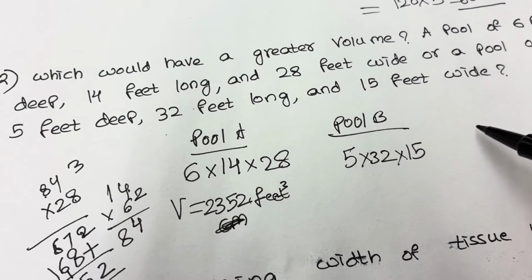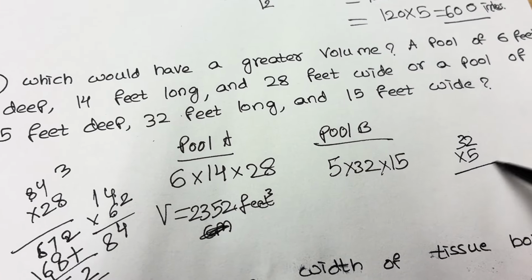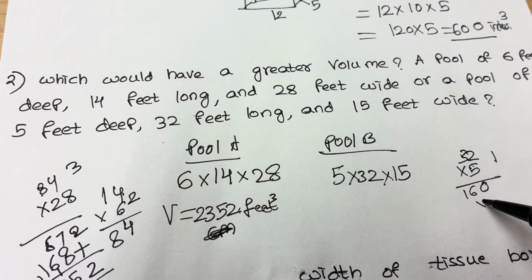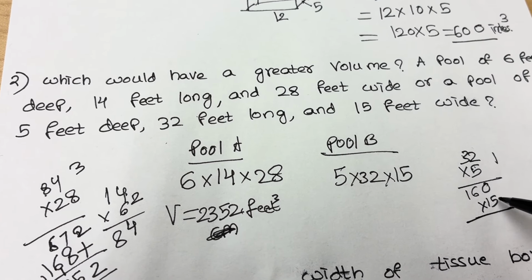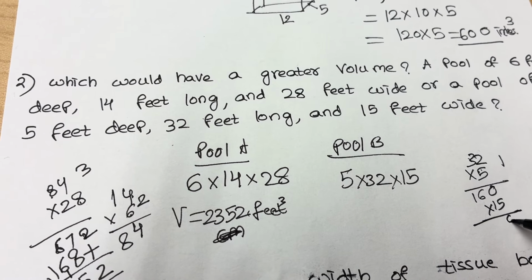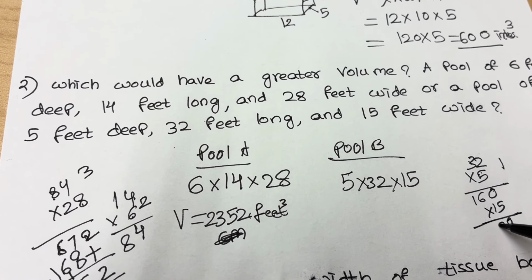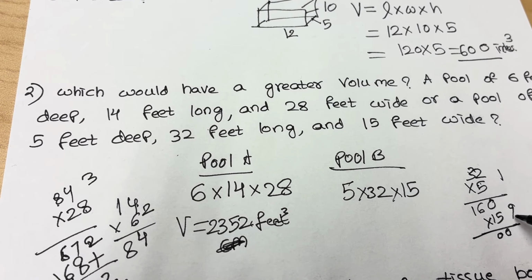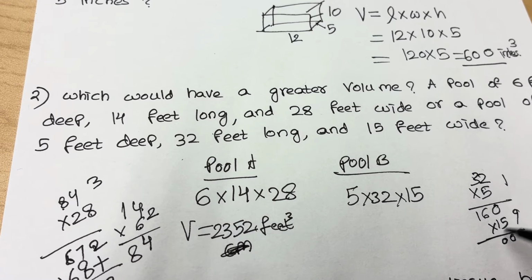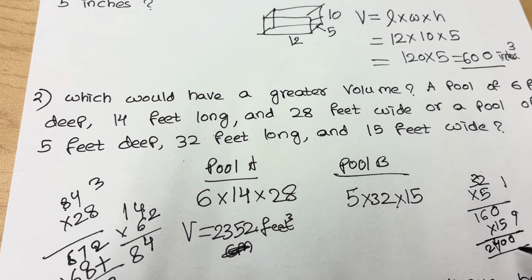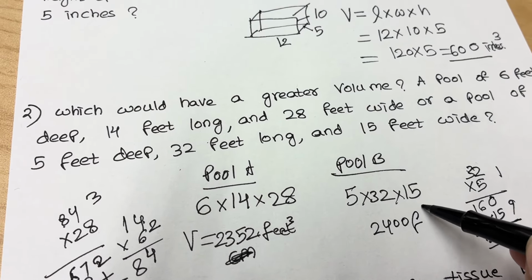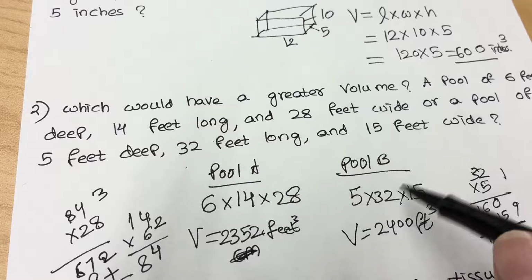And volume for this one is 32 times 5. 5 times 2 is 10 and 1 carry. 5 times 3 is 15 plus 1 is 16, and we have 15. 160 times 15. 15 times 0 is 0. 15 times 6 is 90, 0 and 9 carry. 15 times 1 is 15 plus 9 is 24, which is 2400. So 2400 feet cube. This is the volume for pool B.